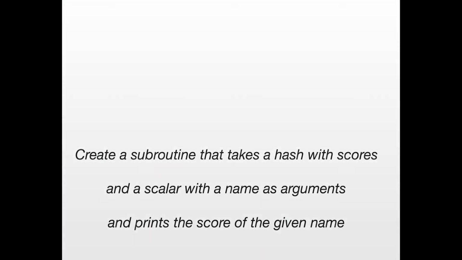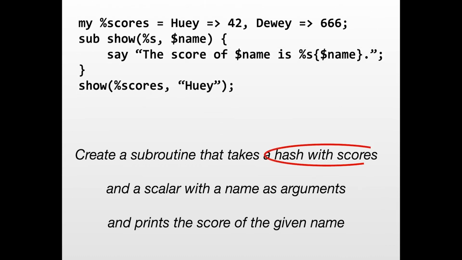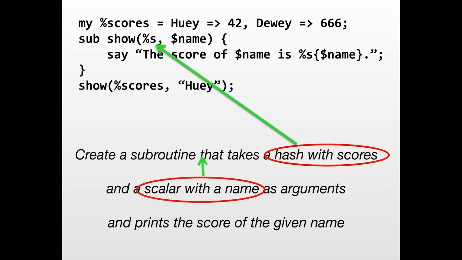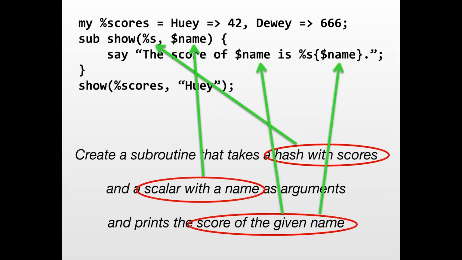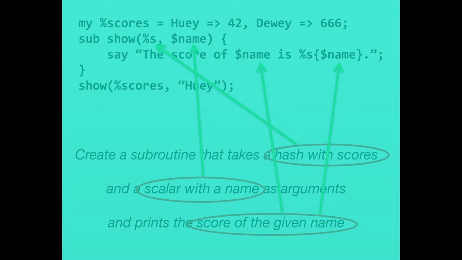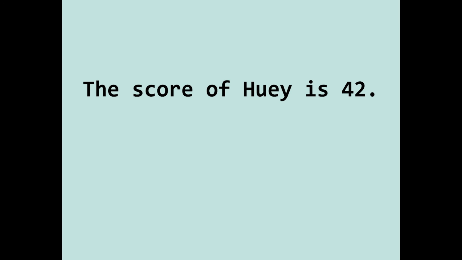So what if we want to create a subroutine that takes a hash with scores and a scalar with a name as arguments and prints the score of the given name? It looks like this. We accept a hash, we accept a name, and we print the score of the given name. In the first case, we just show the name, and in the second case, we use the name to actually index into the hash. And that's just how it looks.